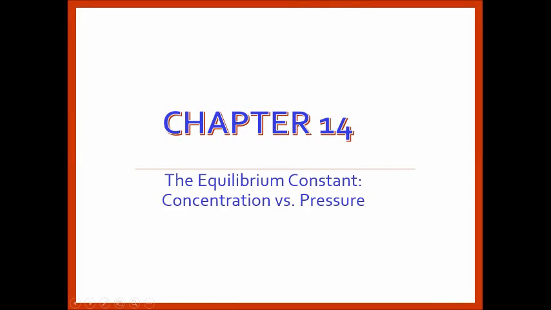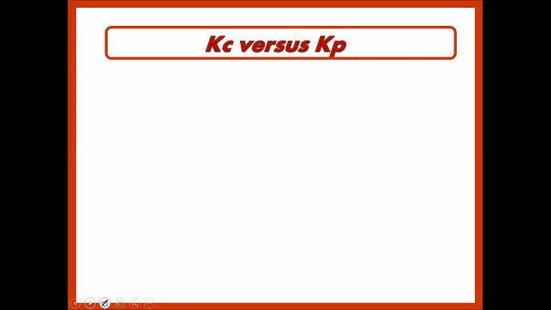Hey guys, so in this video we're going to cover how to express the equilibrium constant of a reaction with respect to concentration and pressure. So remember that K can be expressed in terms of concentration, and we designate this to be Kc. It is expressed as the concentration of the products of the equilibrium raised to the respective coefficients over the concentration of the reactants at equilibrium raised to their coefficients.